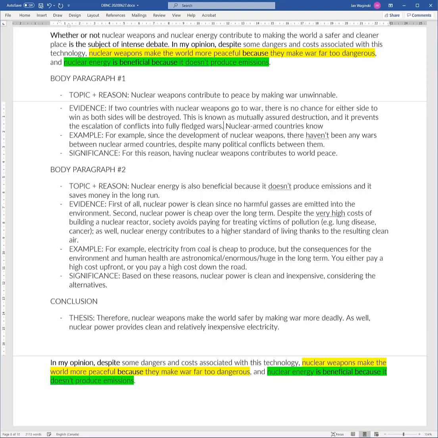Let's try this. Got this word, retaliation.